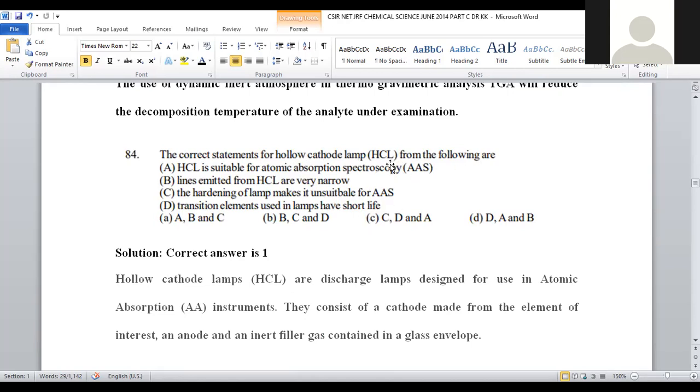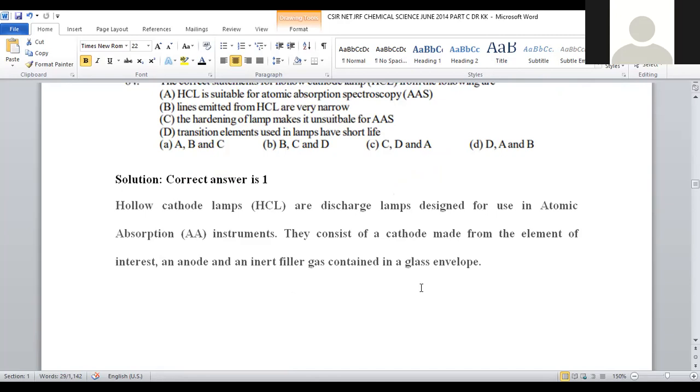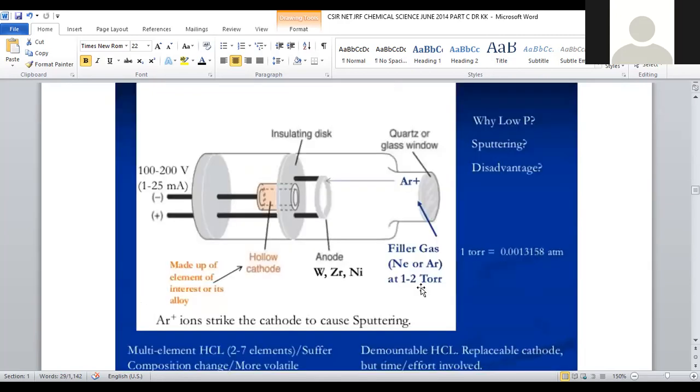Hollow cathode lamp is most commonly employed in atomic absorption spectroscopy. The typical diagram of atomic absorption spectroscopy is provided here. 100 to 200 volts is applied to this, and the hollow cathode can be filled with any element of interest, whatever element you want. Otherwise, you can take an alloy or mixture of metals, which can be filled into this hollow cathode.